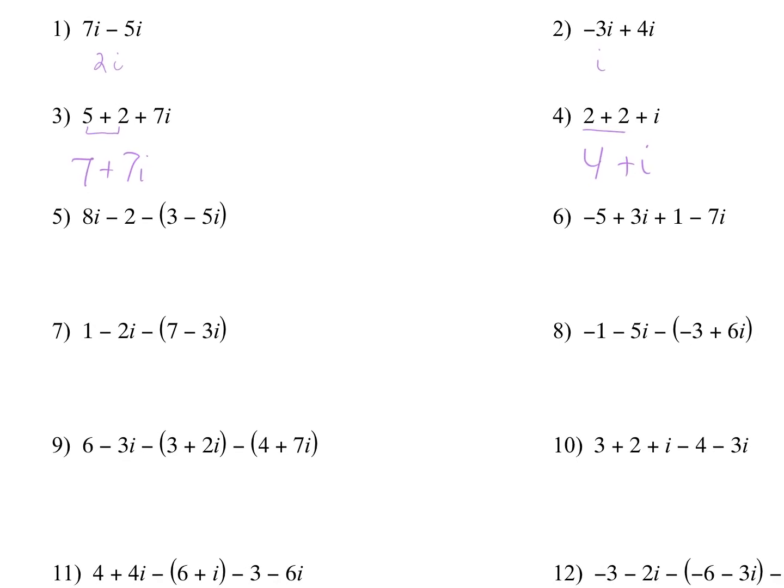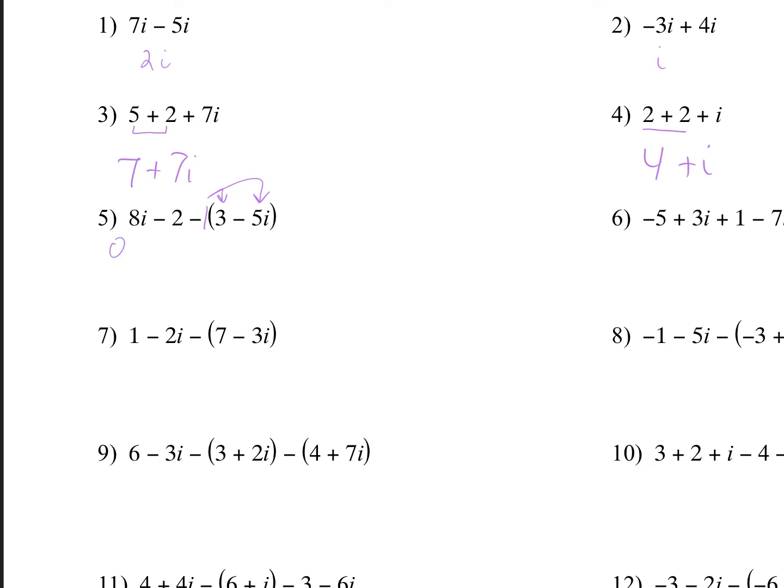But it does become a little daunting when you have so many minus signs. As soon as you see a minus sign with a parenthesis around it, you should put that little -1 and tell yourself, I've got to distribute. So this is really 8i minus 2. -1 times 3 is minus 3. And -1 times -5 is plus 5i. Agreed?